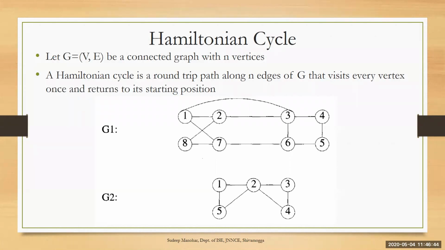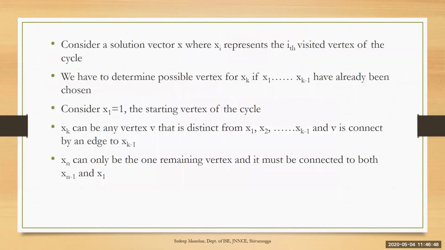Now, how do we identify that a graph contains a Hamiltonian cycle? We will see the theoretical part, then later we will see an example and the coding part. The method used here is the backtracking method. Consider a solution vector x. It's an array where xi represents the ith visited vertex of the cycle.